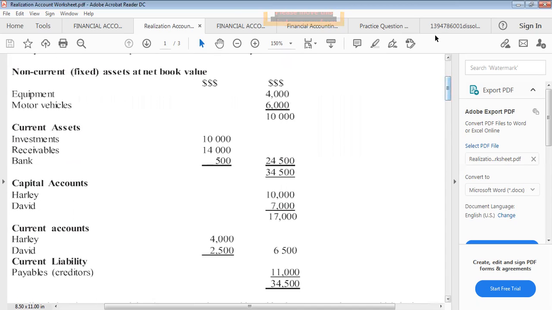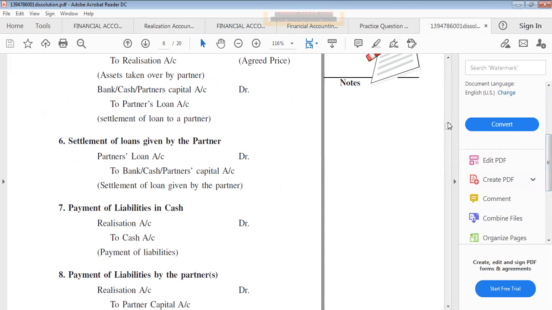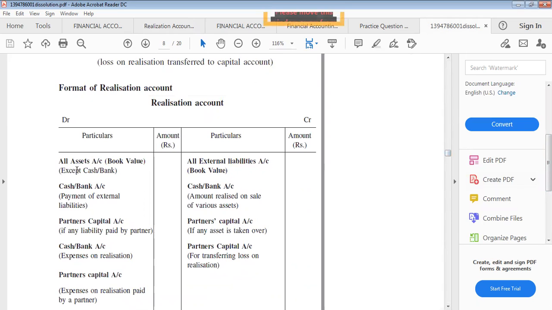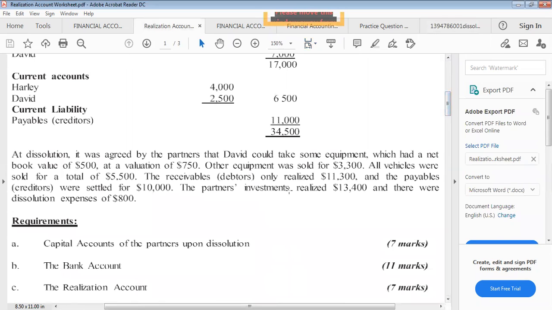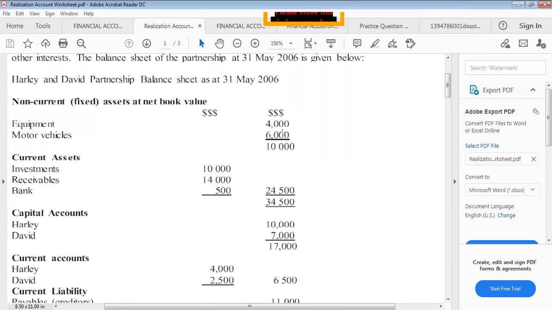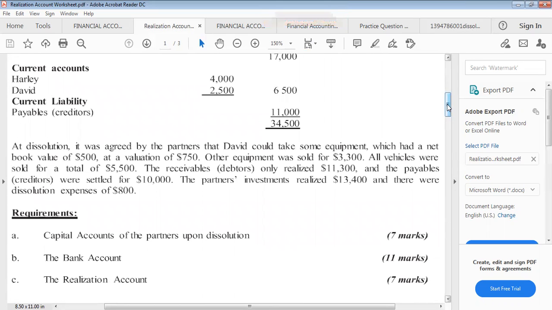Remember, I gave you one format a long time ago. And the format says, I'll remind you again, all assets accounts at book must be entered on the debit side at book value, except cash or bank, right? And then beside, you're going to write bank colon, put in all assets' amount realized on the sale of them, on the credit side. So investments would have been an asset which was realized 13,400; it should go on the credit side. However, at book value, equipment, motor vehicle, and investment will go on the debit side at net book value, right? However, when they are realized, they should go on the credit side of the realization account.